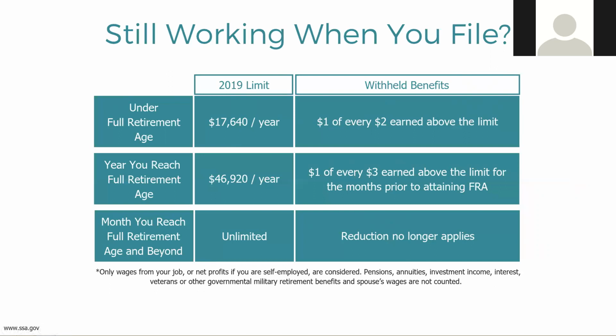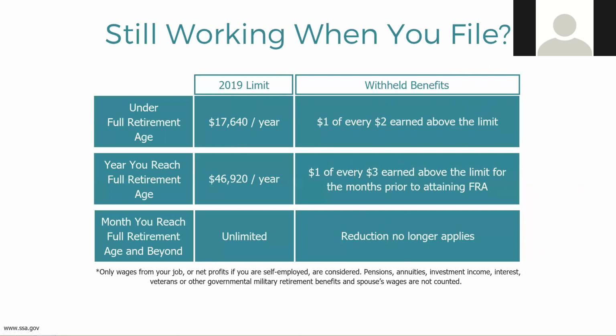And then they have a kind of a funky rule in the year that you actually reach your full retirement age. So if your birthday was in September, for the 8 months leading up to that point, it's a different threshold. So it's anything above $46,920, $1 of every $3 earned is withheld. It's a little bit of a complicated scenario, but there are two important things to consider.